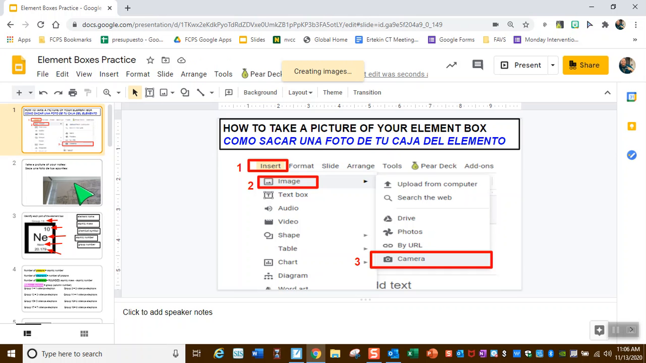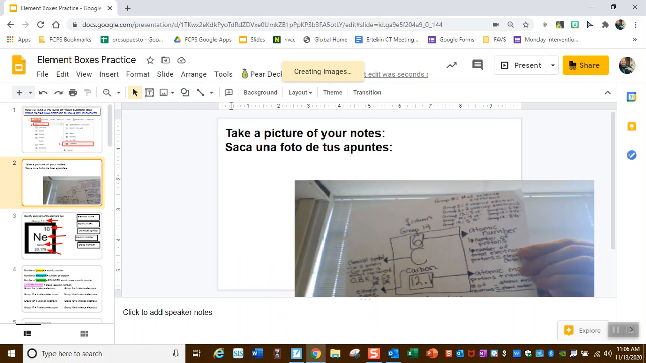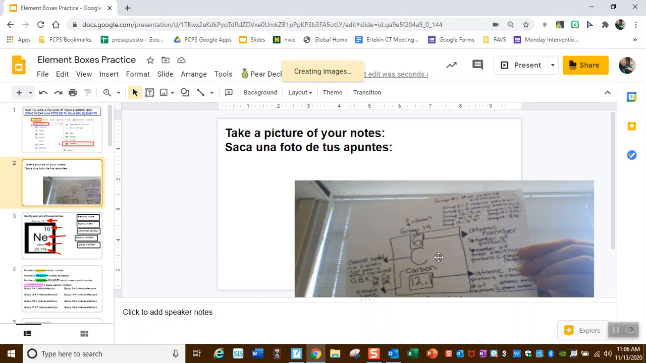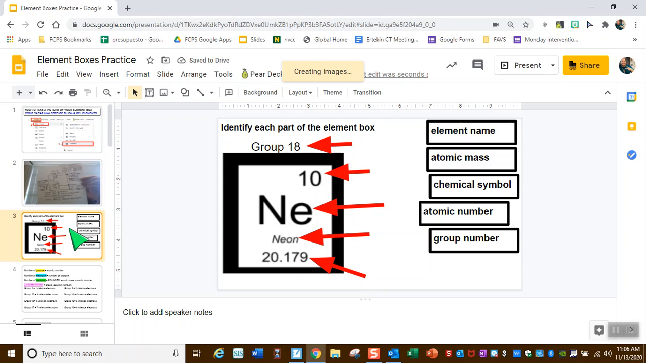Sigan esos pasos. Go to Insert, Image, Camera, okay? Click on Take a Picture, then go to Insert, and then you should have a picture like this, okay? All right, so last class we talked about the parts of an element box on the periodic table.